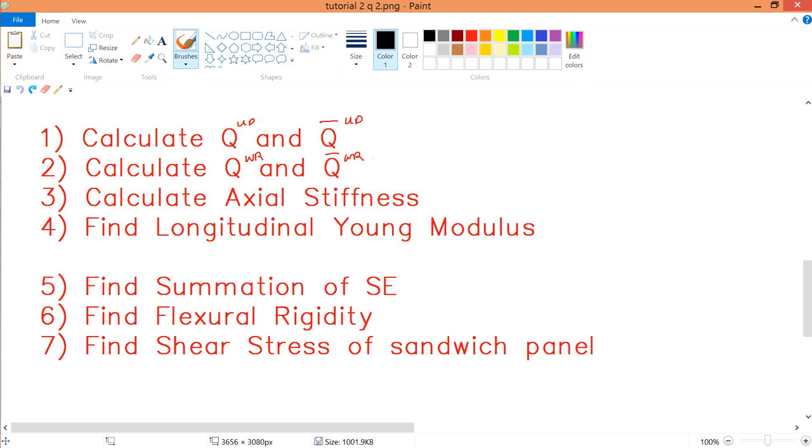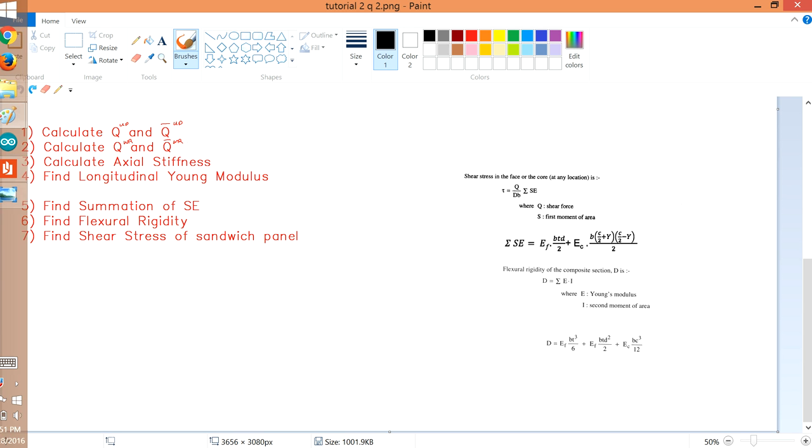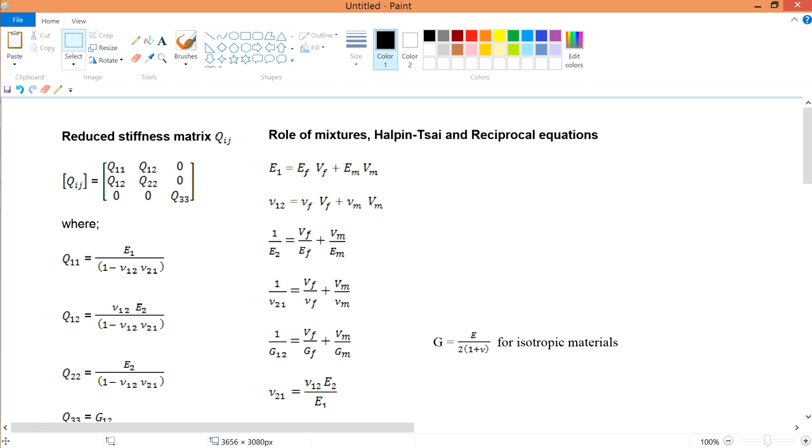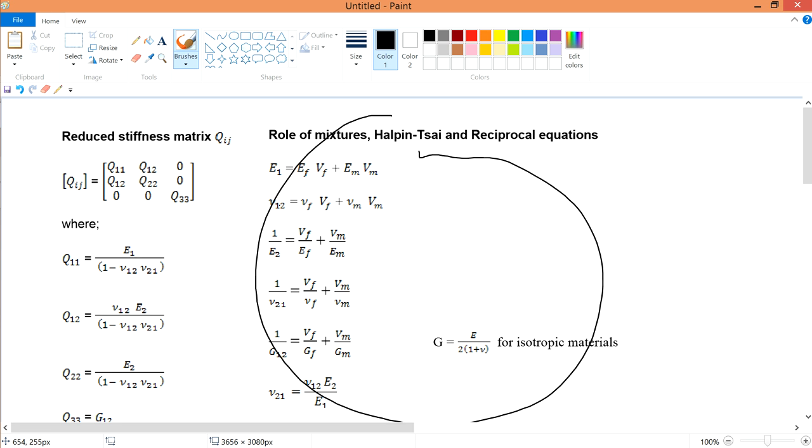Alright, so in order to find the stiffness matrix, we're going to use the following formulas. You're going to first find your Qij, your Q11, Q12, etc. In order to find that, your Q11 is E1 over 1 minus Poisson ratio 12 times Poisson ratio 21, things like that. So these are the equations for you to use.